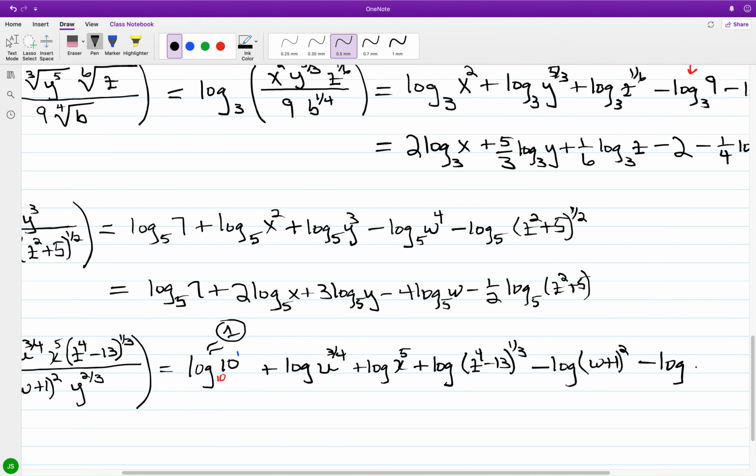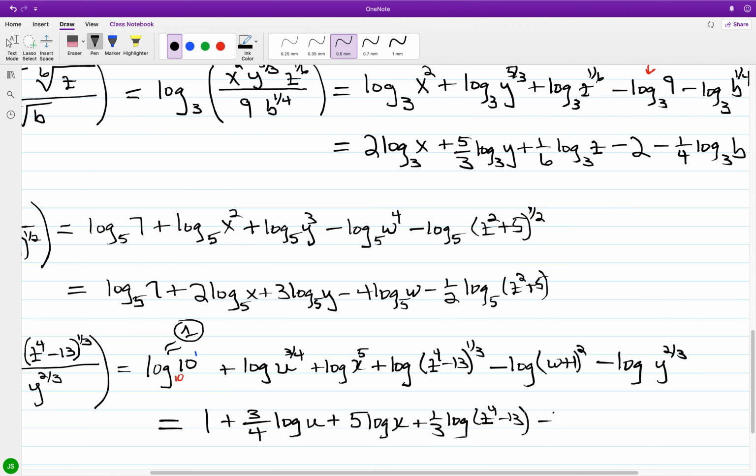Okay, and so again, the first term, base 10 logarithm of 10, is going to go to 1. And for the rest of the terms, we're going to write the exponents as coefficients. So we have 1 plus 3/4 of the base 10 logarithm of u, plus 5 times the base 10 logarithm of x, and plus 1/3 of the base 10 logarithm of the quantity of z to the 4th minus 13. And for the rest of the terms, I'm going to have minus 2 times the base 10 logarithm of the quantity of w plus 1, and minus 2/3 of the base 10 logarithm of y. And that will be the result in this case.